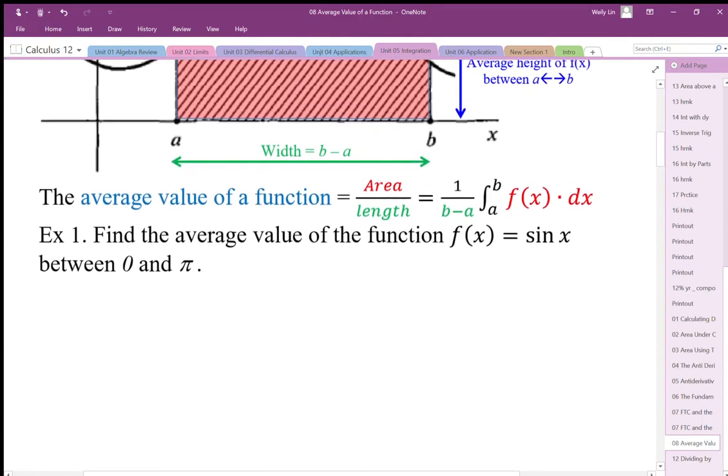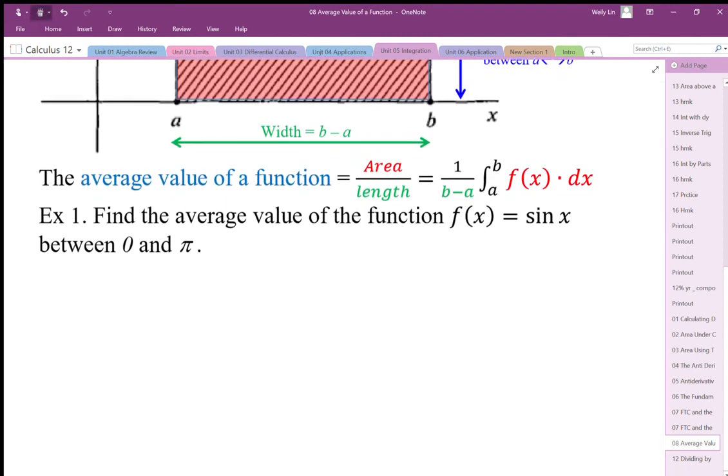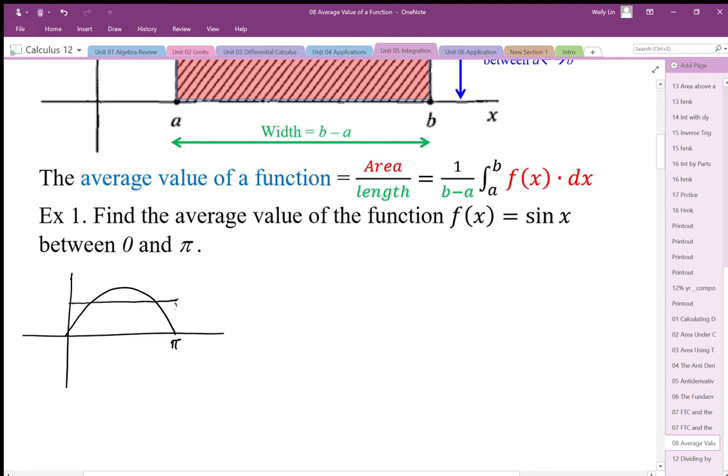Okay, so looking at sine x. I'm going to quickly draw sine x from 0 to pi. Sine x from 0 to pi looks like that. If I want to find the average height, it's probably somewhere in here. There's 1, so we know it's got to be somewhere a little bit less than 1. We're not exactly sure where it is, but if I were to estimate, I might estimate a little bit lower than that.